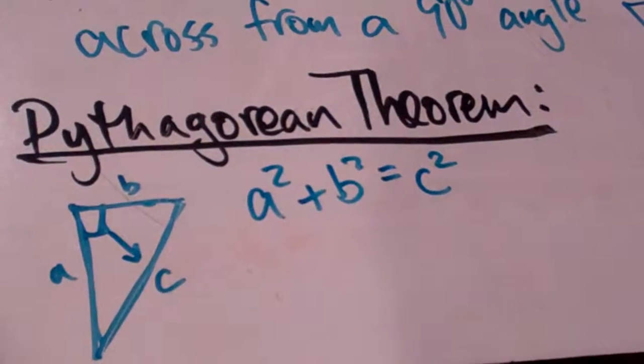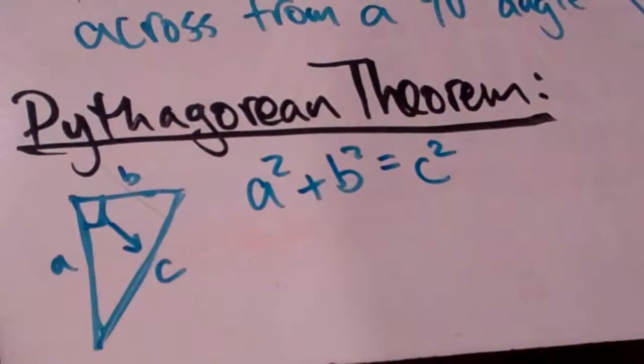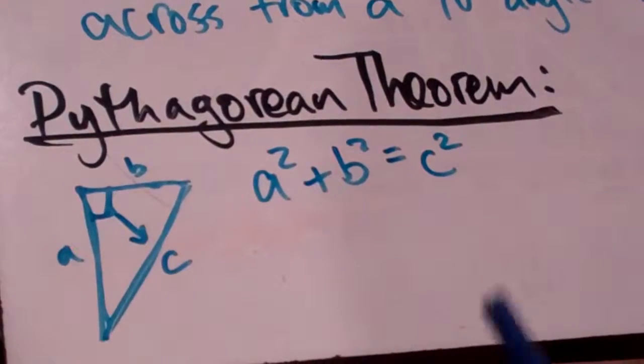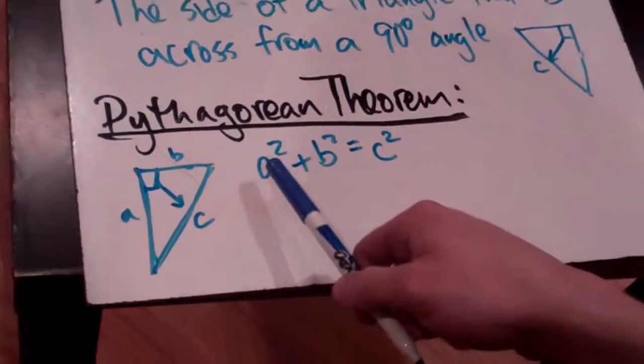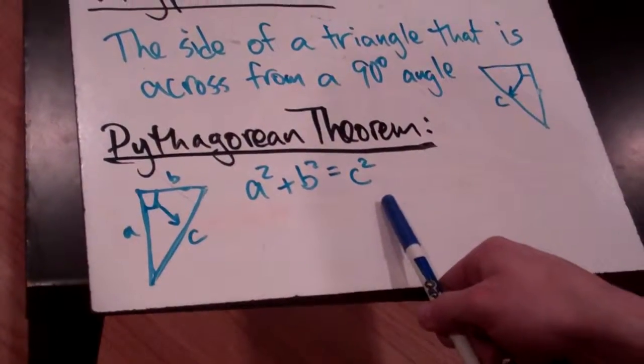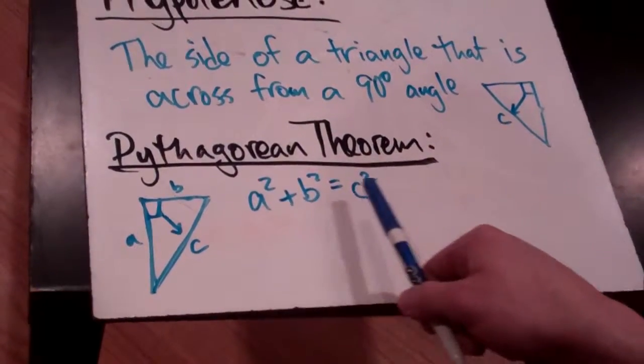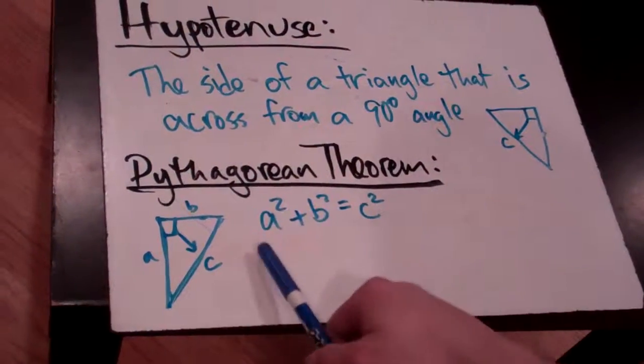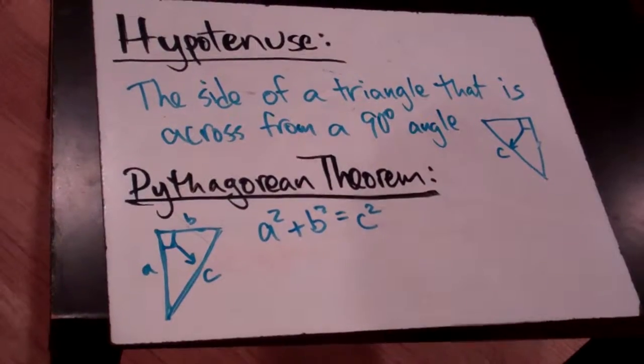Typically in these problems, whether it be word problems or just picture problems, you're going to get two pieces of information. You're going to know maybe two sides and you'll have to solve for c, or maybe you'll know one side and the hypotenuse, and you're going to have to solve for the other missing side. So let's do a couple practice problems.